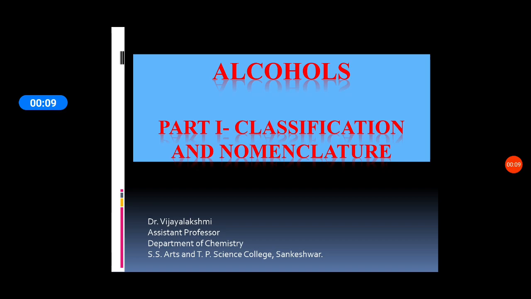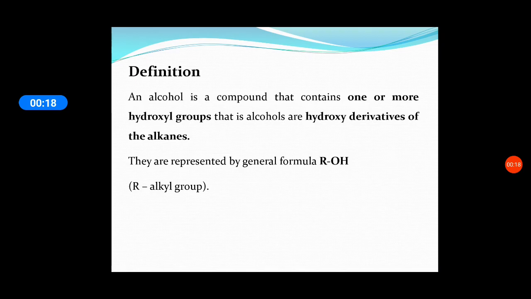Today in this video we are going to learn about classification and nomenclature of alcohols. Alcohol is a compound that contains one or more hydroxyl groups, that is, alcohols are hydroxy derivatives of alkanes. Suppose, for example, from alkane, one or more hydrogens are replaced by OH group, then they are called alcohols. Alcohols are represented by general formula ROH. Here R is referred as any alkyl group.